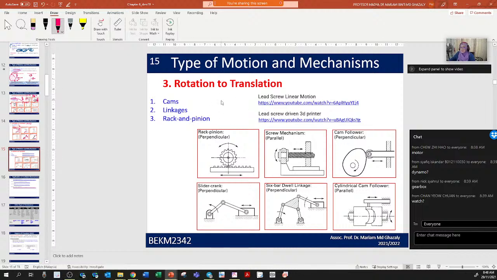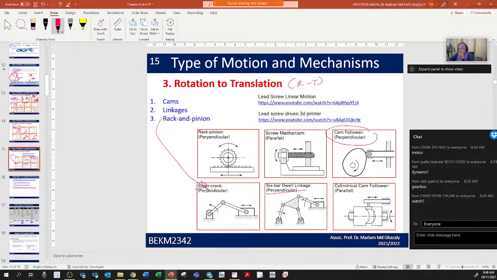The third one is rotational to translational motion. So the first one is also the cam. It's going to convert rotational to translational, which is this one. Then linkages. This one is an example of linkages, which is the sliding crank mechanism.